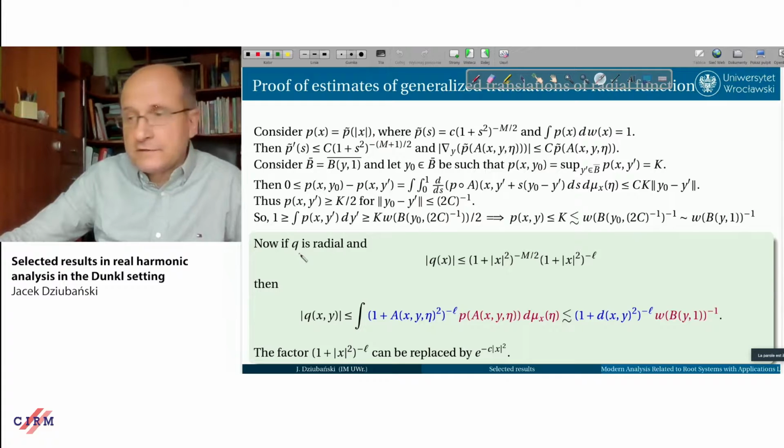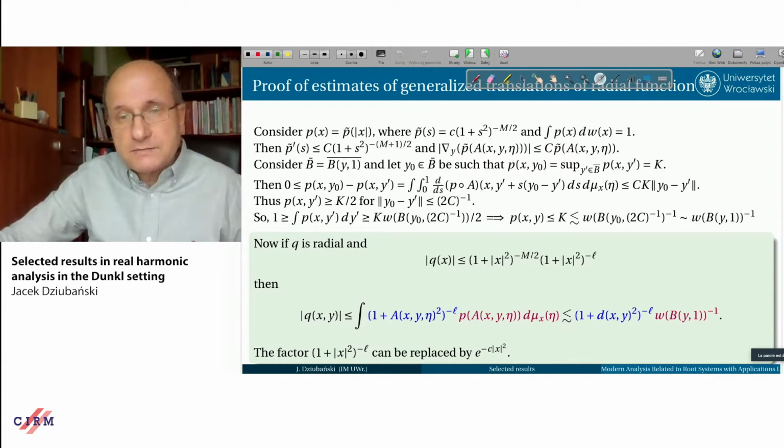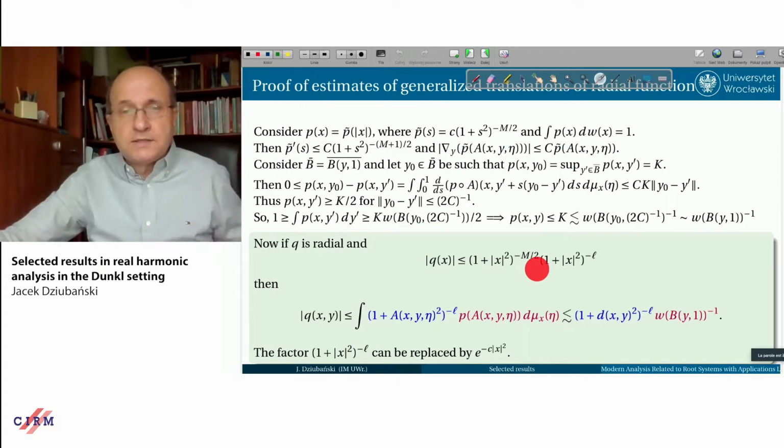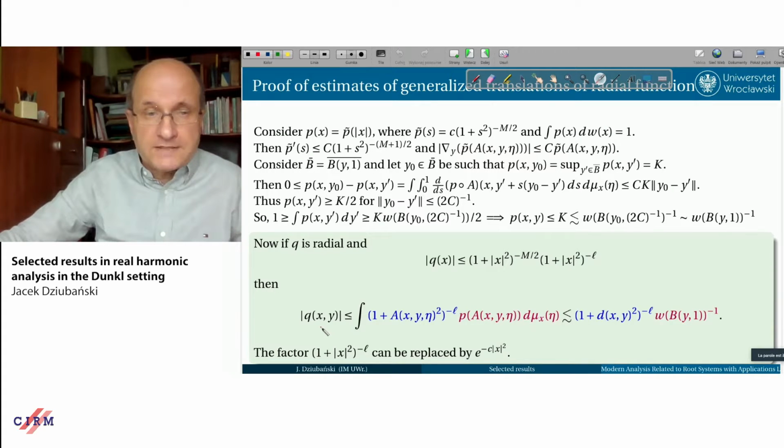And now if the function Q is radial and is controlled by such a function, then we may easily deduce also pointwise estimates using the formula of Margit-Rösler. So the translation of the function Q is controlled by this integral.